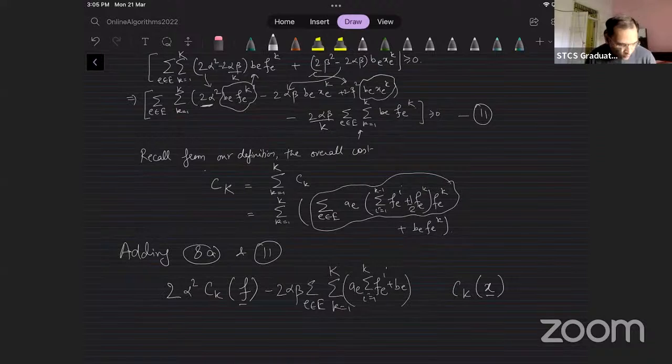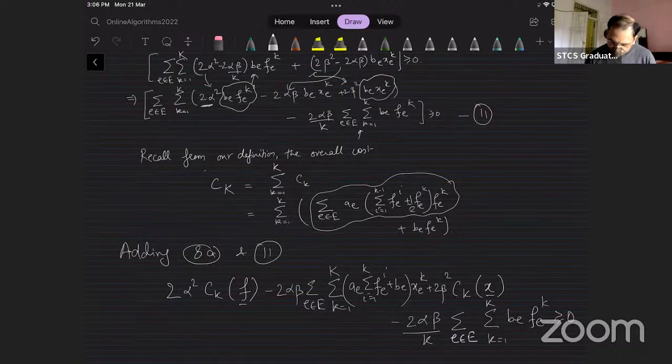I will write it again, running out of space. So I've done no magic. I've just identified terms corresponding to CKF and CKX in 8A and 11 and written it in compact form. That's all I've done. And the two terms which remain are written as they are.